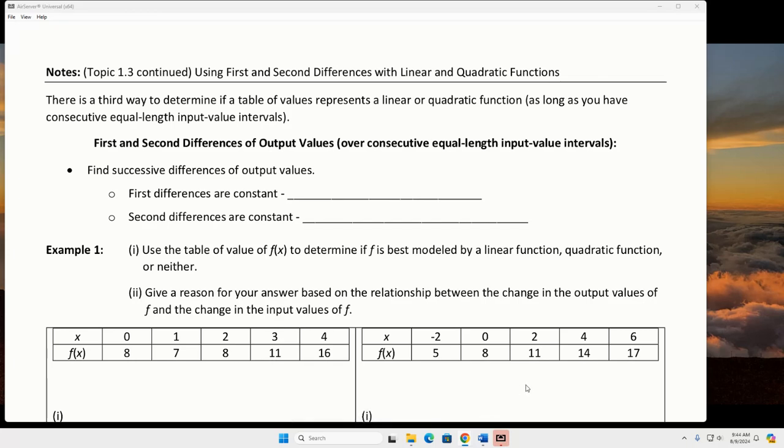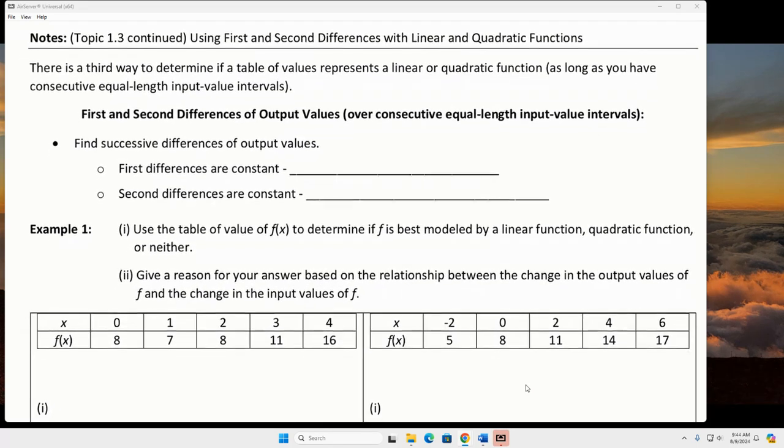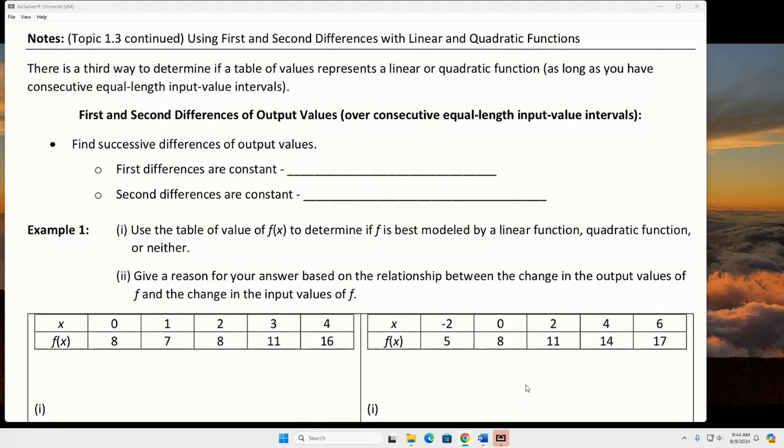All right, so today we're going to use first and second differences to determine if the table is best modeled by a linear or a quadratic function. So this is the third way and the last way. And we can do this with first and second differences as long as you have consecutive equal length input value intervals. Now, I've said that a whole lot the last couple of days. Today we're going to write it a whole lot just to make sure everyone gets the wording down.